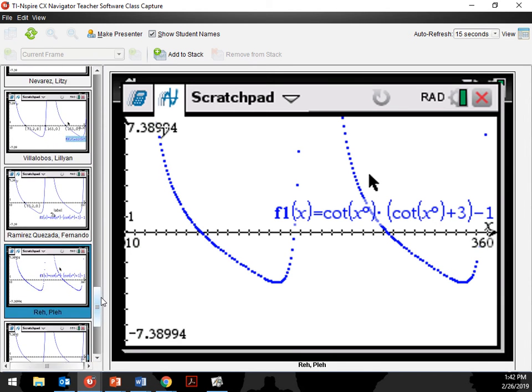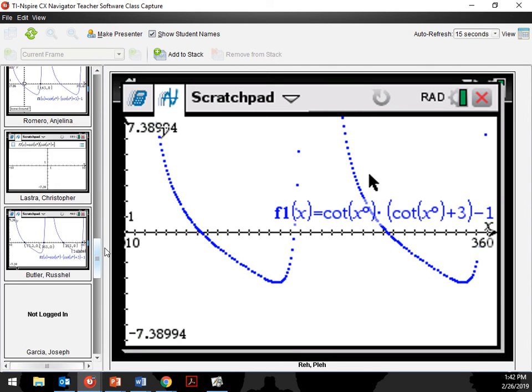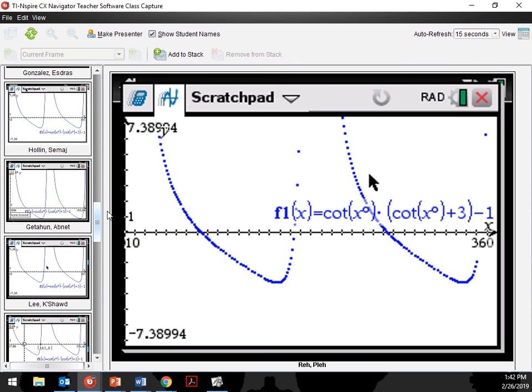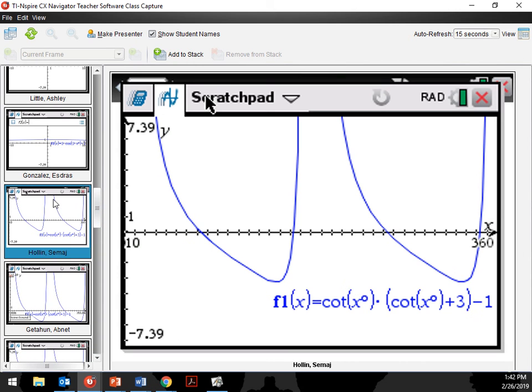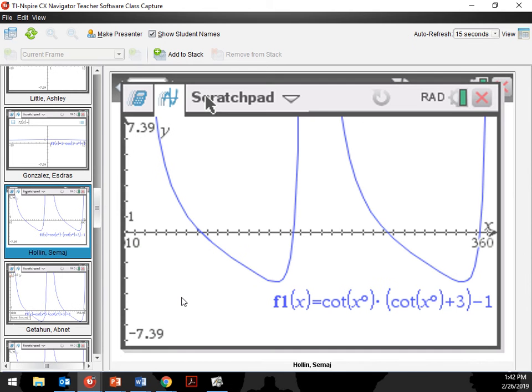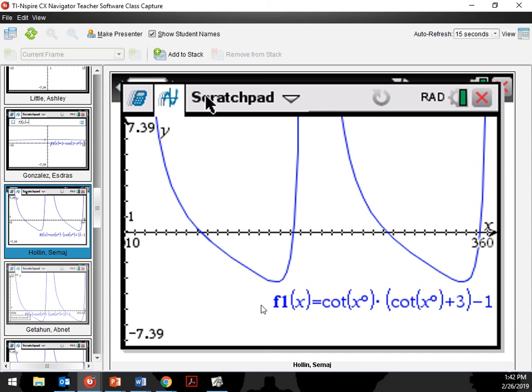I'm looking for you, Samaj. Yours looks fine. What's wrong with yours? I don't know how to move it. You're not moving anything. Never mind. So go find your points. How do you find those points? What did I say to do? Write them down. Did you write them down? Oh, yeah. Okay.